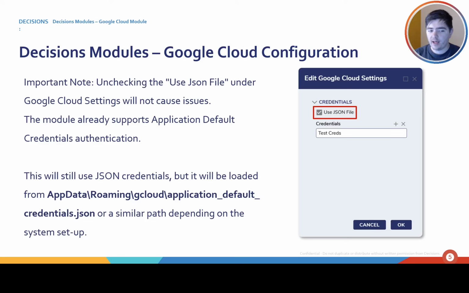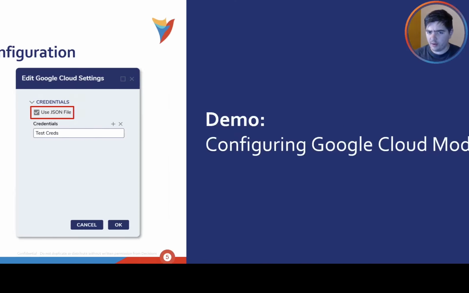Keep in mind, even if you do not check this box, you will still be using JSON credentials, but the default path will most likely be something on the local machine such as app data, roaming, gcloud, application default credentials.json, or a similar path. So when you uncheck that particular box, it's still going to be looking for JSON credentials, just not from the file that you manually upload in these settings. So let me show you how that works, all right?